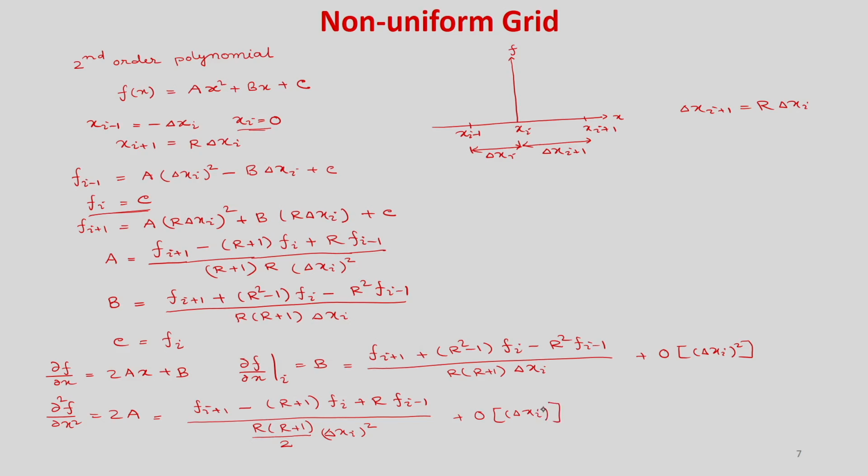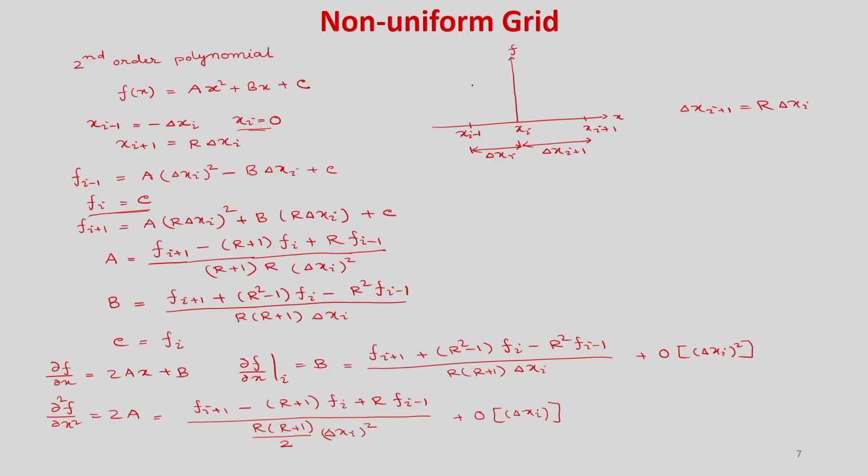Okay. So, here we have used 3 points: i plus 1 and i minus 1. Now, let us use 3 forward points, okay, i plus 1 and i plus 2, and let us find the finite difference approximation of del f by del x and del 2 f by del x square using a non-uniform grid and using this polynomial method. So, we want to find del 2 f by del x square, okay, on a non-uniform grid using 3 forward points f i, f i plus 1 and f i plus 2.